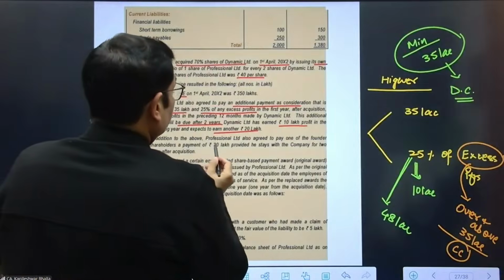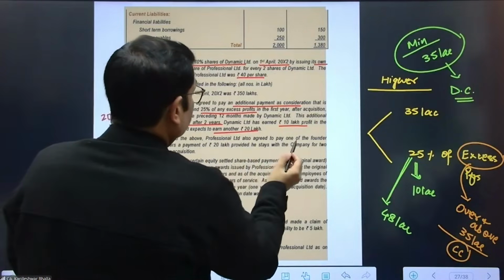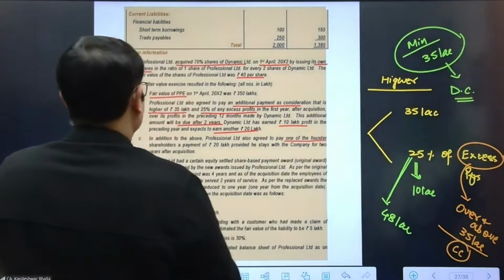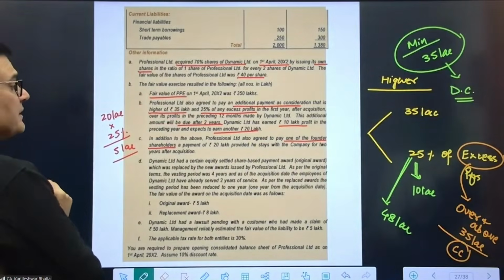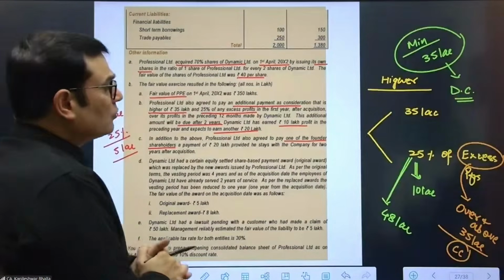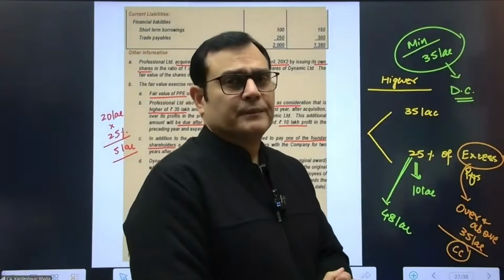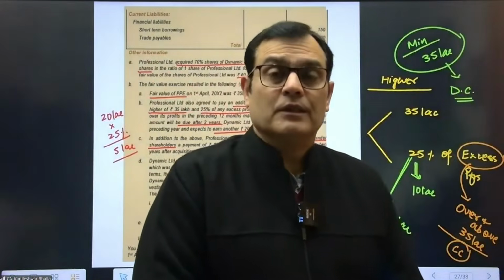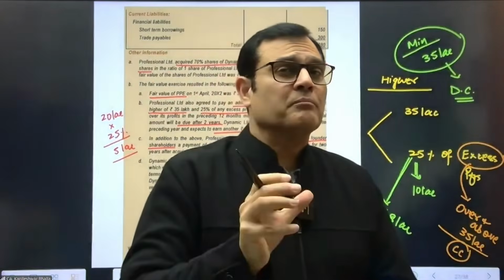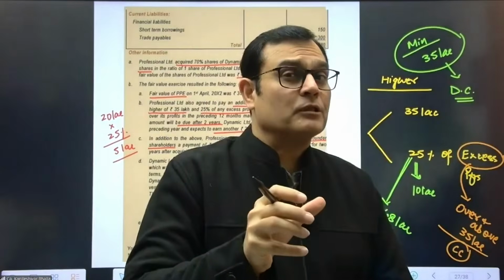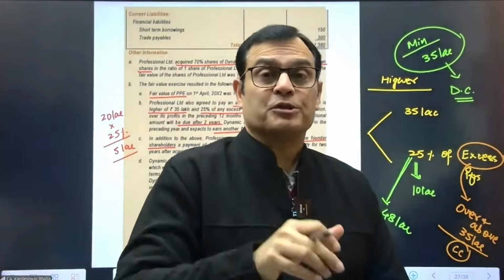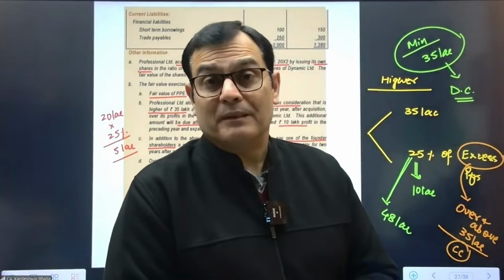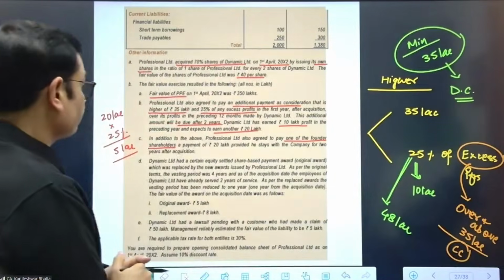It says, in addition to the above, professional also agreed to pay one of the founder shareholders. So founder shareholder, that means that this fellow is not only the employee, because he's the founder, so he might be an employee cum shareholder of the acquiring company, both an employee and a shareholder. So now we need to see that the payment is in which capacity.